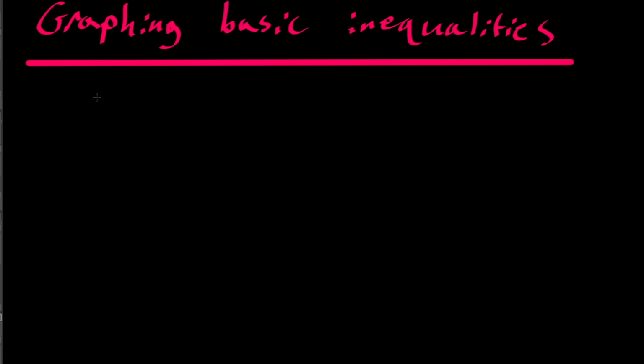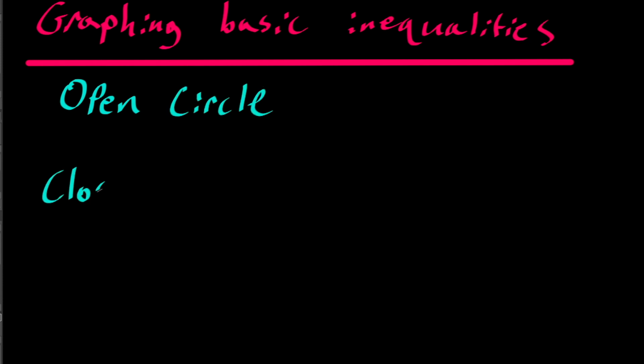I'm just going to quickly go over graphing basic inequalities, okay? And for this, we really just have to understand a few key concepts. So first, let's get down some notes, all right? The first thing we want to do is understand when to use an open circle when we're graphing and when to use a closed circle or shaded, okay?